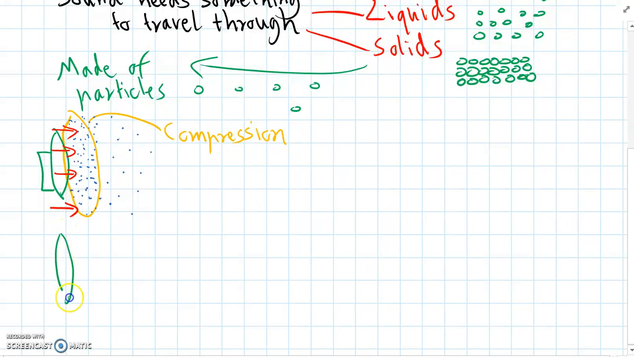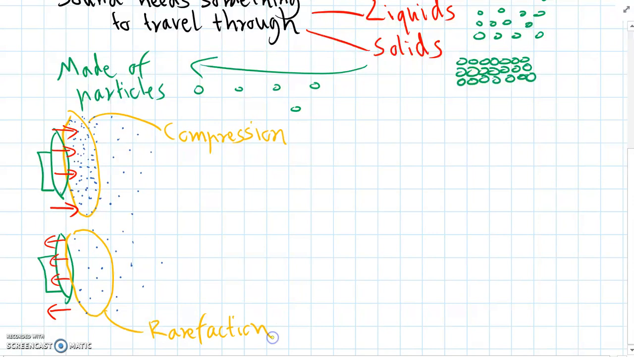On the other hand, here is this speaker when it vibrates backwards quickly. When this happens, the air particles get sucked away from each other and fill up more space so that they're spread out more. So that area is called a rarefaction. Where there is lower pressure.